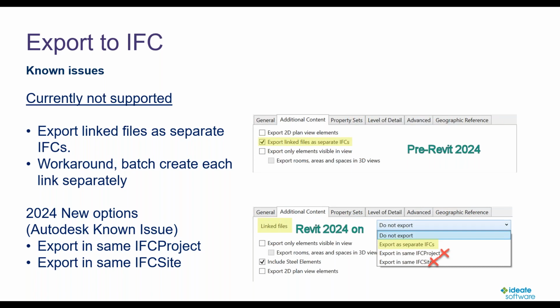Then within Revit 2024, there are further options within the linked files on the IFC export setup. These are exporting same IFC project and exporting same IFC sites. There's a known issue with Autodesk. They know about this, we raised it with them, and that currently doesn't work either. So those are a couple of things to bear in mind, just a couple of known issues to make you aware of once you start using Ideate Automation for your IFC exports.